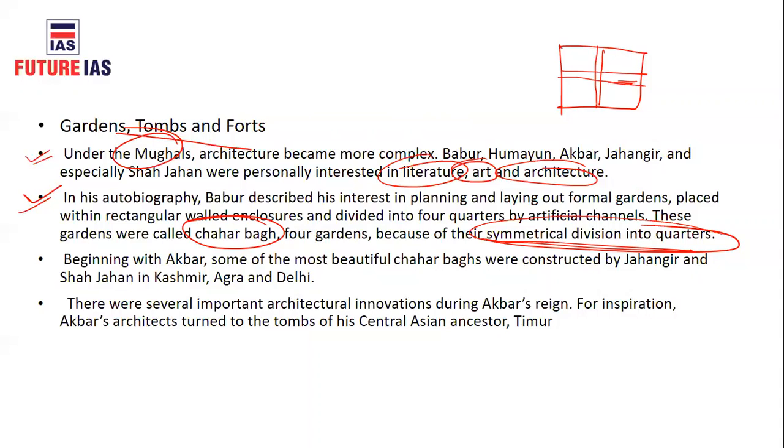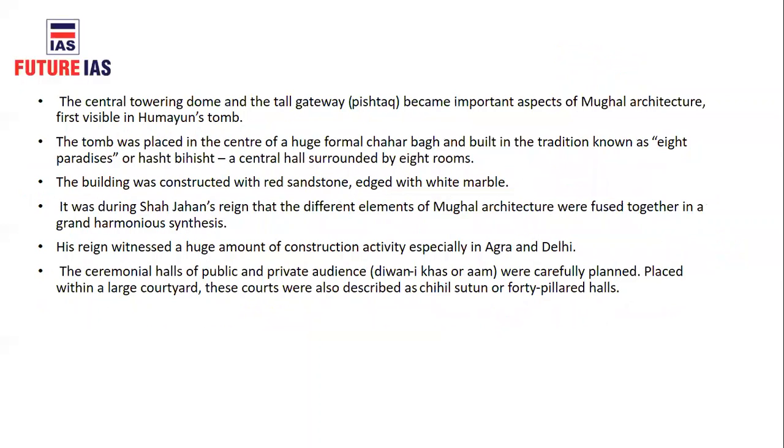And even when Akbar came, some of the most beautiful charbaghs were constructed by Jahangir, in Agra, Kashmir, and Delhi also. And not only that, it also became an inspiration for other rulers also.